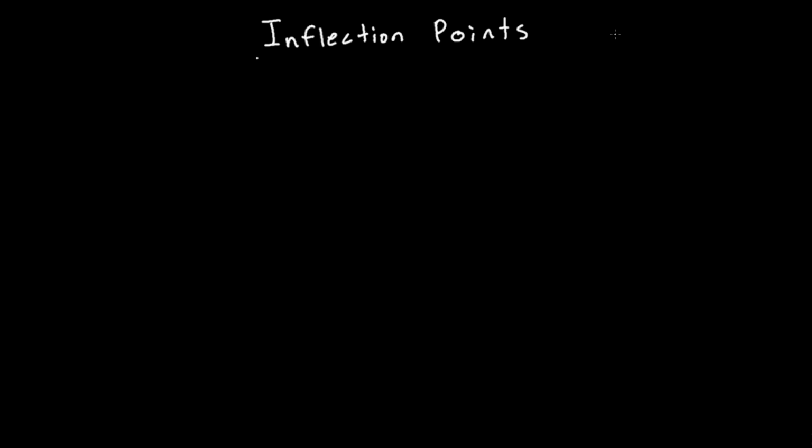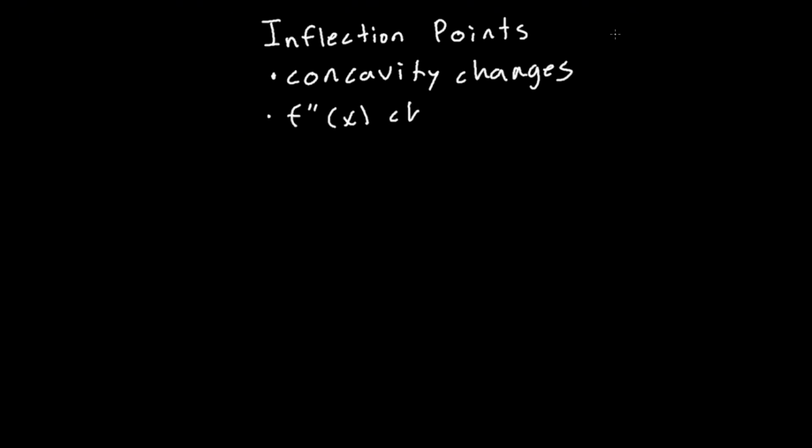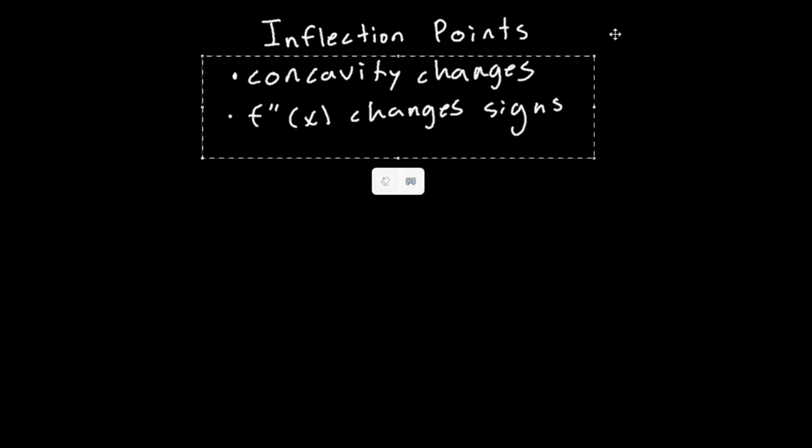In this video, I'm going to be showing you how to find inflection points and how to test if they're actually inflection points. So, what's an inflection point? An inflection point is when the concavity changes. Or, this is also analogous to saying when the second derivative changes signs. So when the second derivative changes from negative to positive or positive to negative.